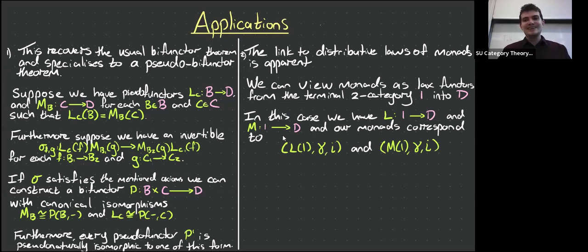I'm very confused. Let's start again. We can view monads as lax functors from the terminal 2 category into D, where basically what this is doing is it's picking an object in the 2 category. The identity morphism is picking the endomorphism, and then we get the multiplication and unit from compositors. And sorry, this is not our result, to be clear.